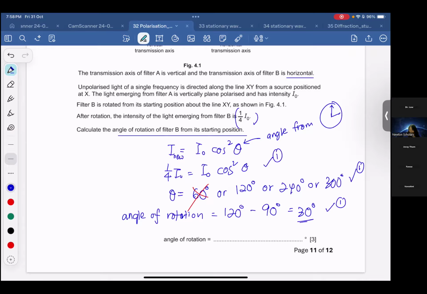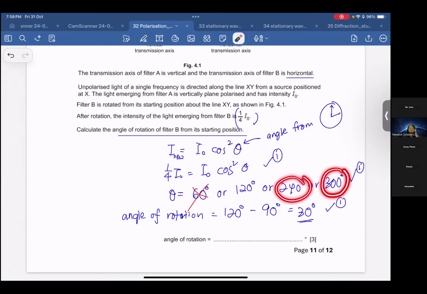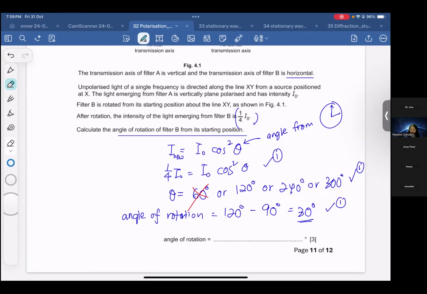Okay, here, teacher, you say 30 degree. Can I use the 240 and 300 degree to find the rotation? Yes, not only this answer, you can also suggest other answers. For example, 240 degree minus 90, so you get 150 degree. Or 300 degree minus 90 degree, you can get 210 degree. Okay, so Wesley, your second answer is correct.